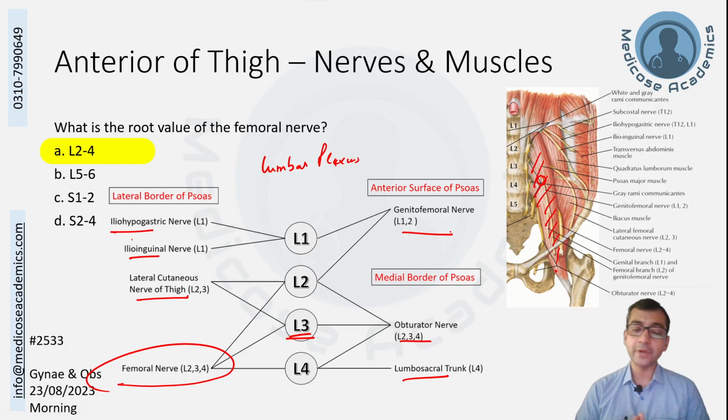For each of the nerves, you should ideally know the root values. We have frequently seen questions regarding the ilioinguinal, iliohypogastric, obturator nerve and lateral cutaneous nerve of thigh. I have seen questions in past papers regarding these.